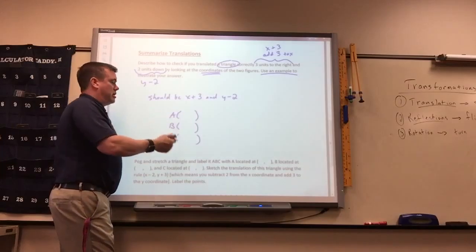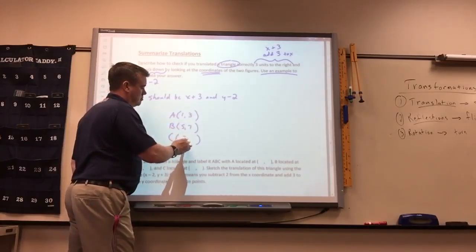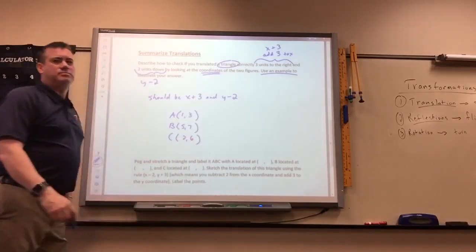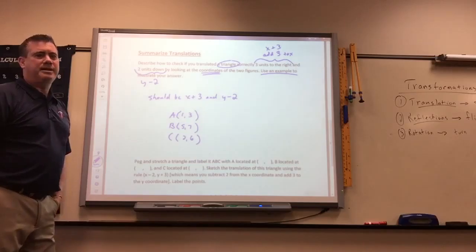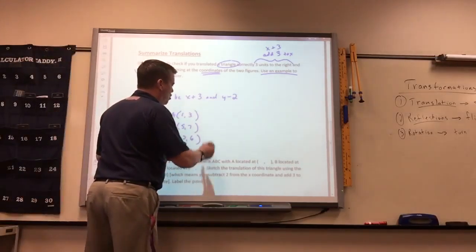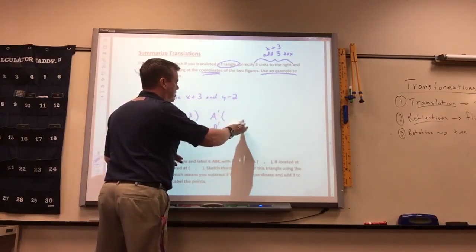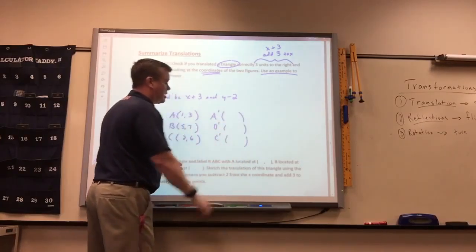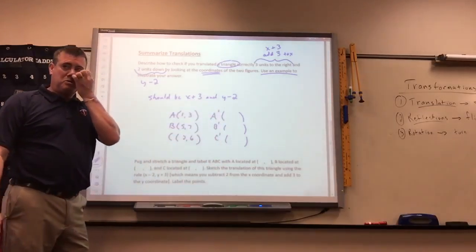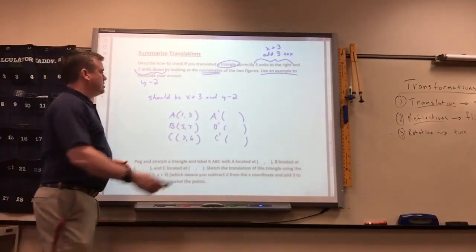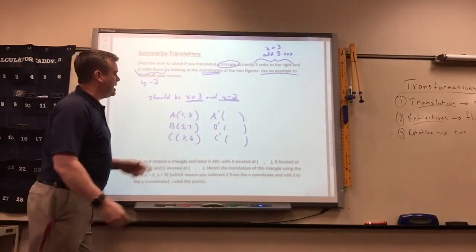You can pick any points you want, because you're just making up your own example. Then you got to show what A prime, B prime, and C prime are. And you do need to label them correctly because I need to know which one's the original and which one's the image after it's been translated. Add 3 to the x.